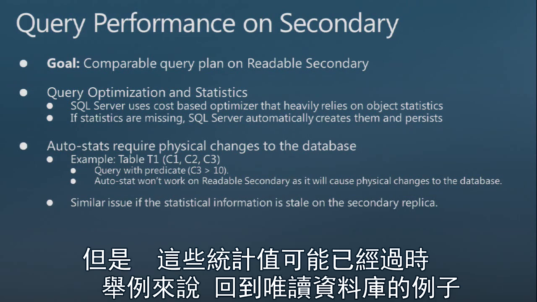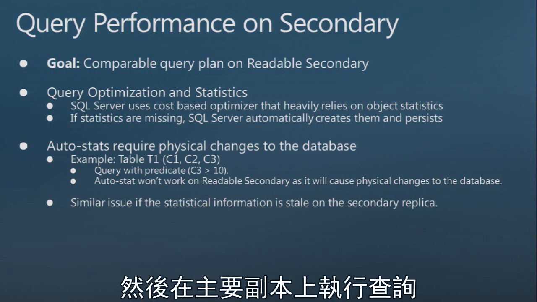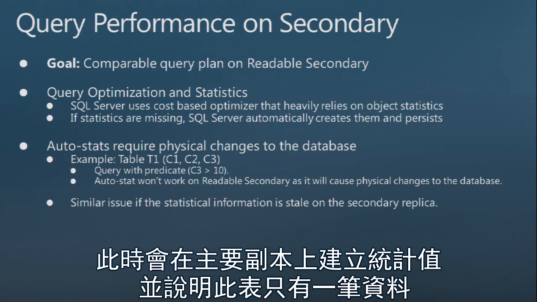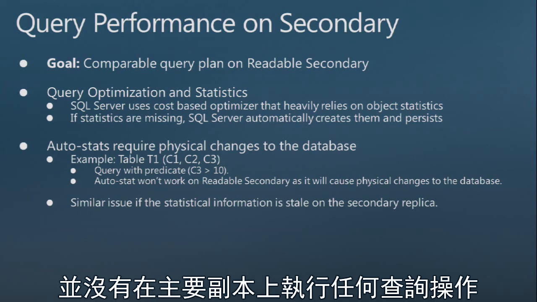So for example, going back to the read-only database example, let's say I create a table T1 on the primary, I insert a row, and I do a query on the primary. There'll be a stat created on the primary indicating that this table has one row, right? Now after that I insert 10,000 rows on the primary, right? But I have not done any query on the primary.